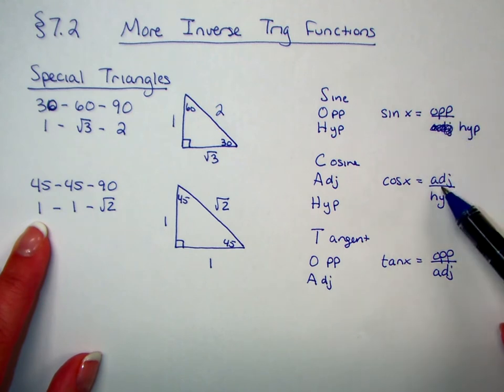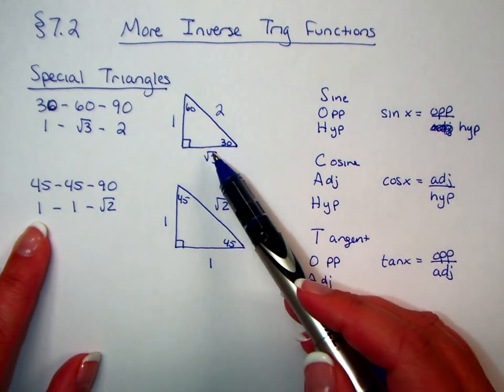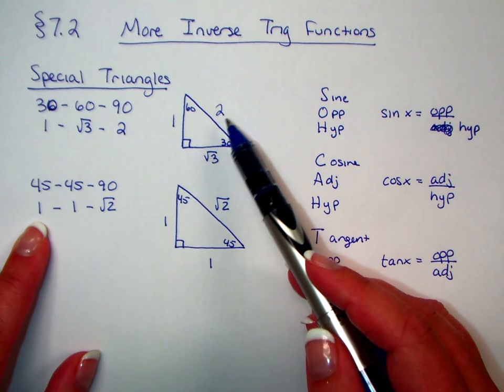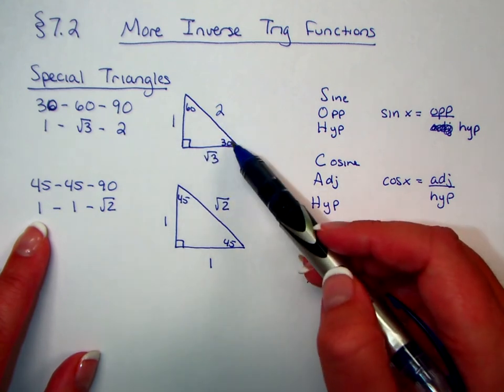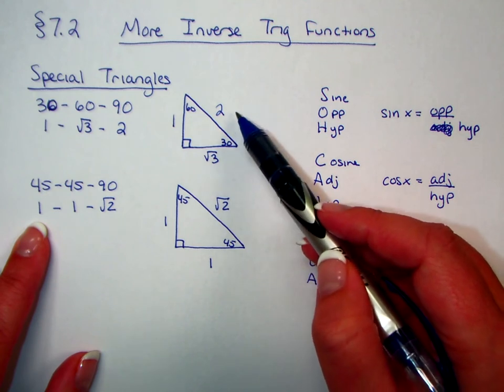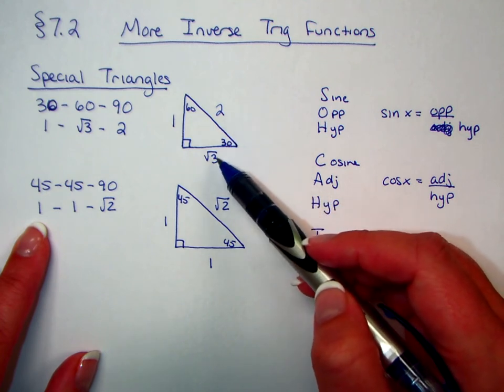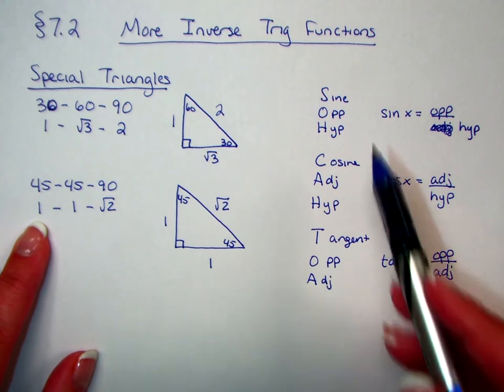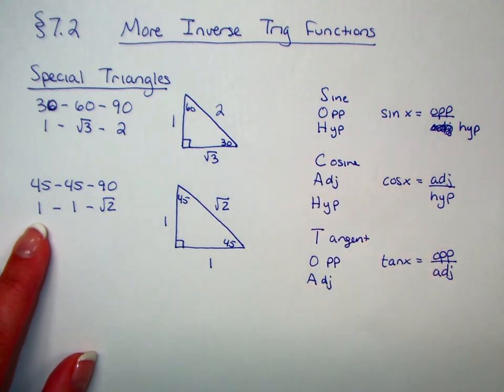Now, opposite and adjacent sides are legs, right? And the hypotenuse is across from the 90-degree angle. So when we talk about adjacent to 30 degrees, we're never going to be talking about the hypotenuse. We're only going to be talking about the leg. So this is really cool. This is how we can figure out trig values.